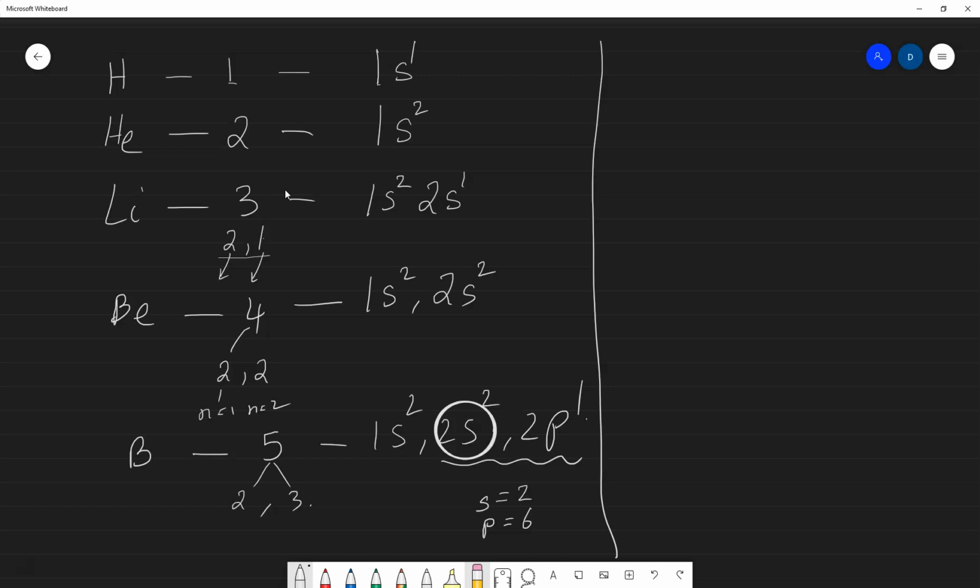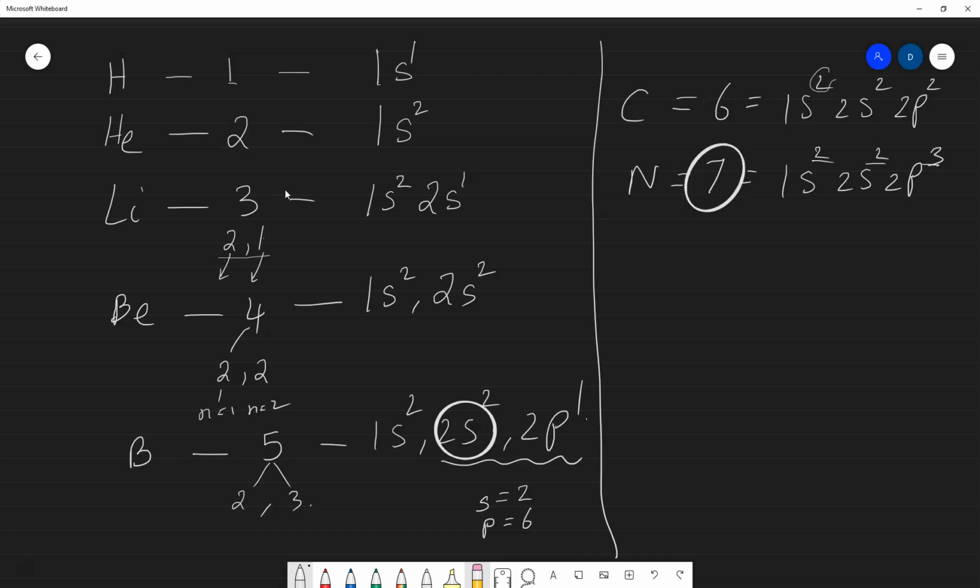So next is carbon. Carbon has got 6 electrons. So that should be 1s2, 2s2. You already got 2 plus 2 electrons. The remaining 2 have to go to 2p2. So next is nitrogen, which is 7. So 1s2, 2s2 and 2p3. So when you add up these electrons, that must give you the total electrons.